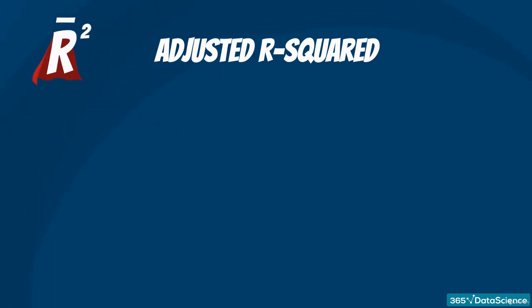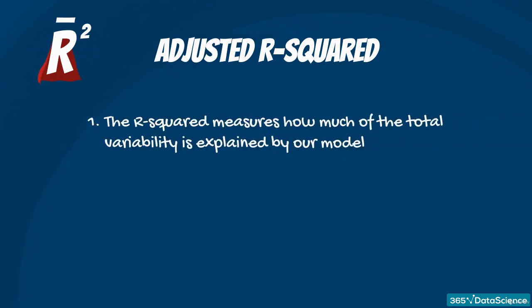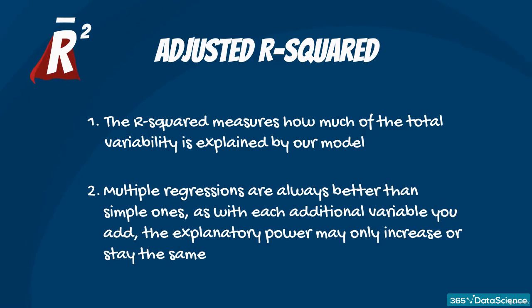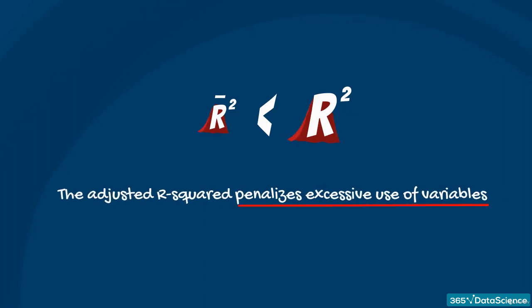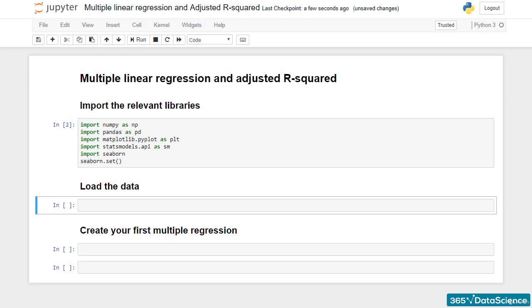Let's consider two statements we saw in the previous lessons. 1. The r squared measures how much of the total variability is explained by our model. And 2. Multiple regressions are always better than simple ones. As with each additional variable that you add, the explanatory power may only increase or stay the same. Considering the number of variables, the adjusted r squared is always smaller than the r squared, as it penalizes excessive use of variables. Let's create our first multiple regression to explain this point.